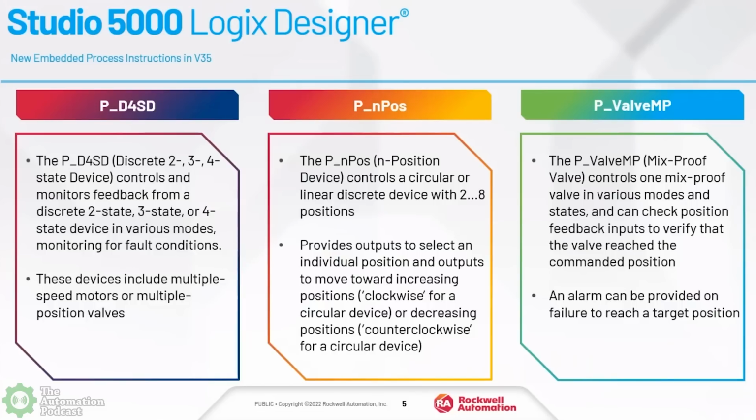Now, I just want to clarify, these new instructions will be for the P controllers with version 35, right? These new instructions are not going to be available in the separate PlantPAx 5.0 that we have to use with non-P controllers. Do I have that correct? Correct. So the embedded has to be with the P controllers, just like Sequence Manager.